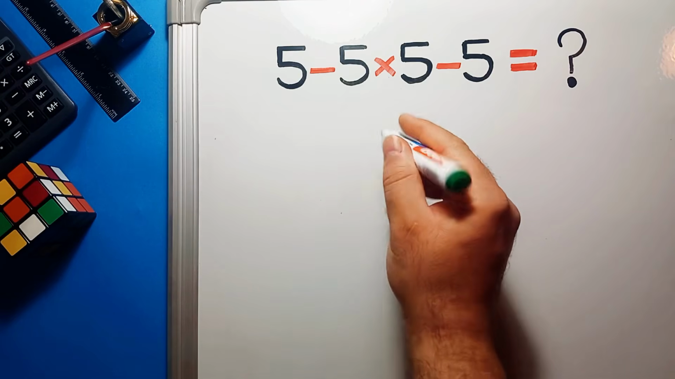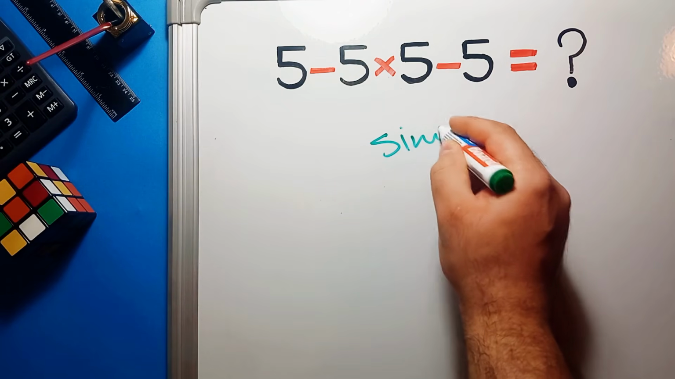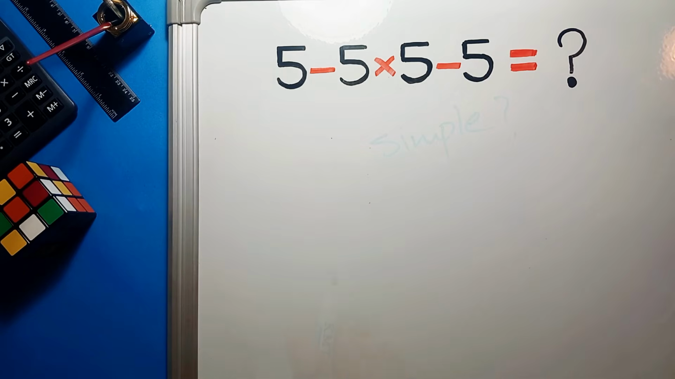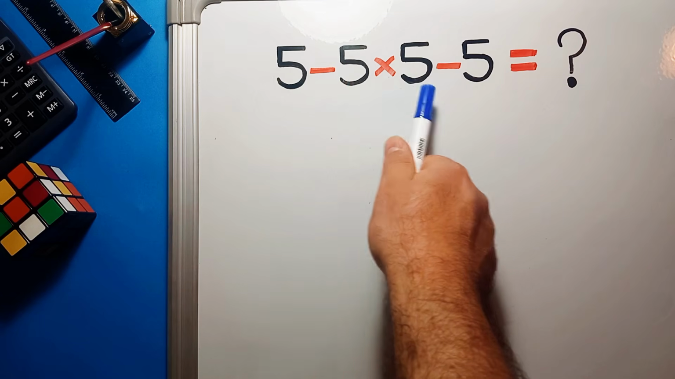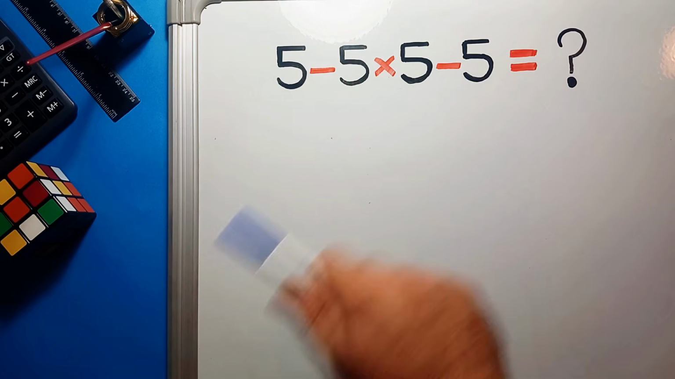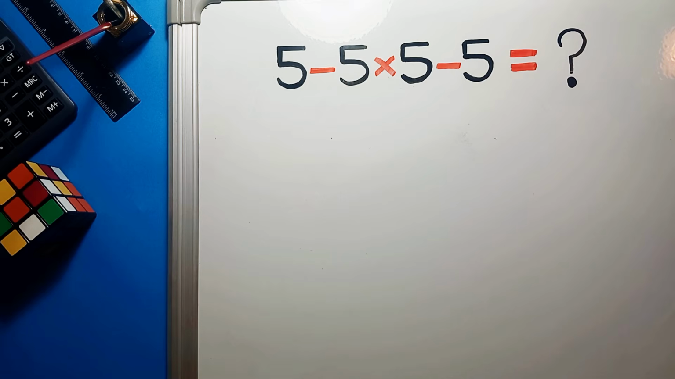This looks extremely simple, and that's exactly why people mess it up. Here's the expression: 5 minus 5 times 5 minus 5. Here's the common wrong thinking.